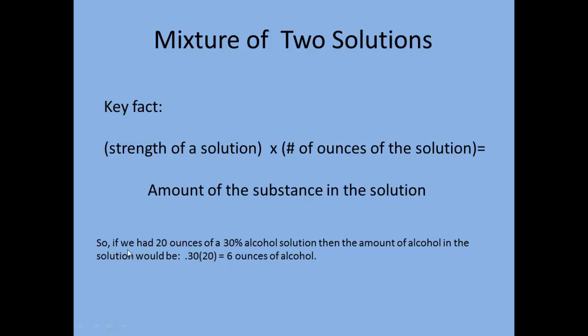So for example, if we had 20 ounces of a 30% alcohol solution, then to find the amount of alcohol in there, we would just say, okay, 30% is 0.30 times the 20 ounces, so 0.30 times 20 is equal to 6 ounces of alcohol. So there would be 6 ounces of alcohol in that solution. Let's take a look at an example where we involve the mixture.